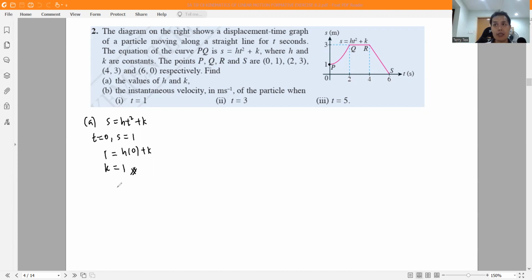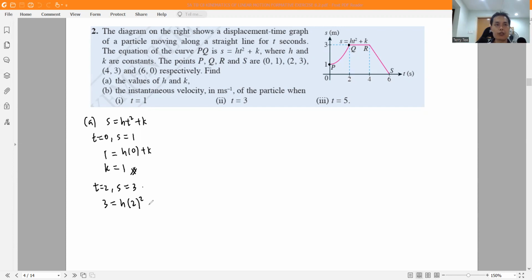To find the value of h, I need another point. Let me take this coordinate (2, 3). That means when t is 2, displacement is 3. So let's substitute s with 3. h is an unknown.